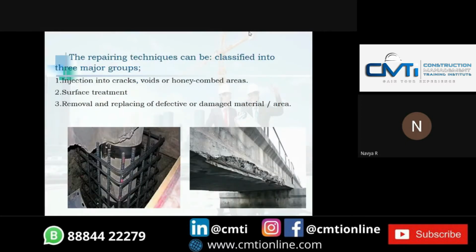So, how can this damaged concrete be repaired? The repairing techniques can be classified into three major groups, that is, the injection into cracks, voids, or honeycomb areas, the surface treatment, and removal and replacing of defective or damaged material or area. So, this is the damaged concrete.